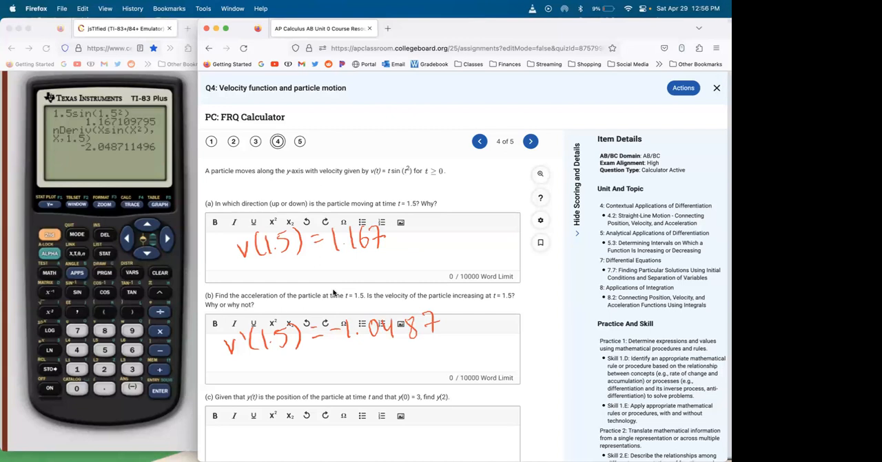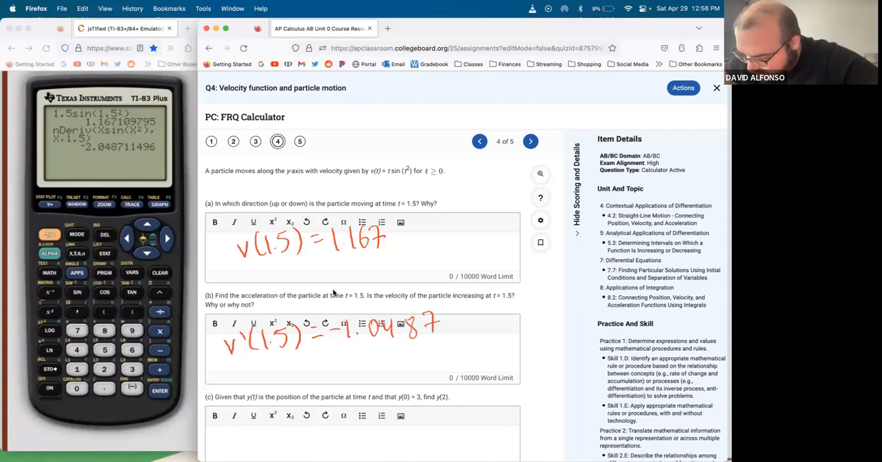Wait, why is v prime of 1.5 negative 1 instead of negative 2? Oh, I'm sorry, why did I write negative 1? I don't know, my mind just is negative 2. Sorry, you're right. I was accidentally looking at the number above and typed it incorrectly. So yes, it's negative 2.0487.